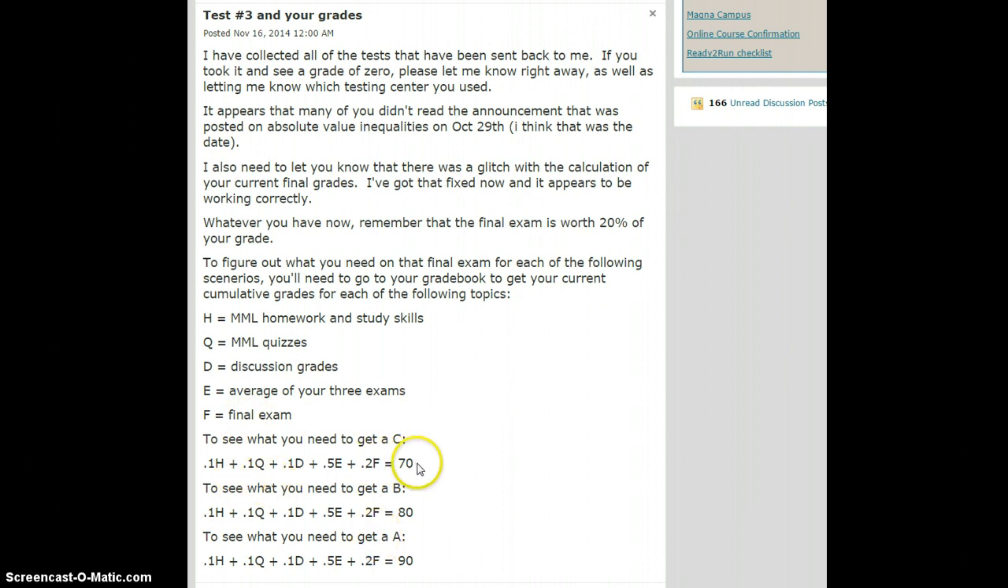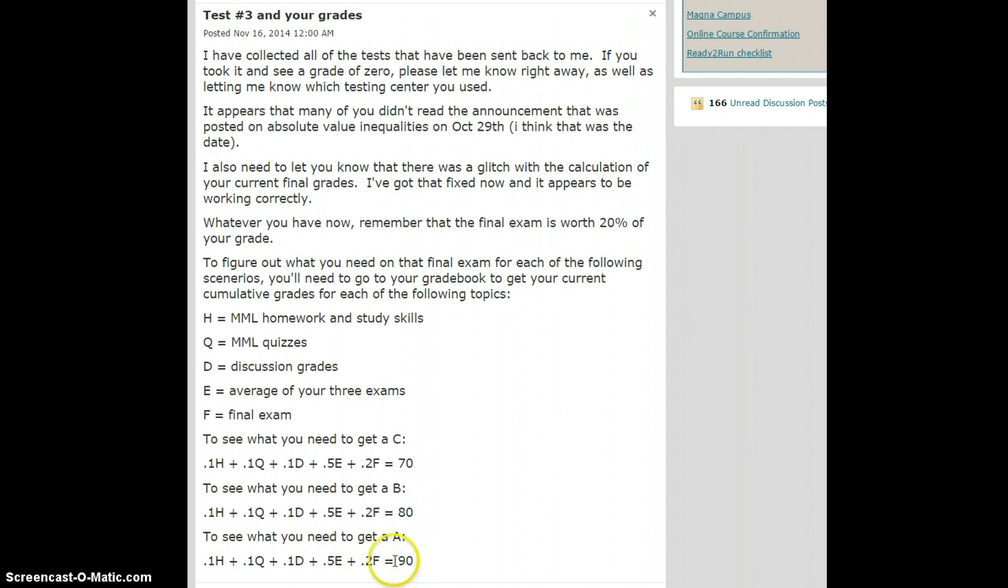You're going to be solving for F because you'll be able to get your H, Q, D, and E from your grade book. If you want to see what you need to get a C and pass the class, you'll use this equation and you'll be solving for F. If you want to get a B and see what you need to get, you can solve this one. And if you want to get an A, you'll use this third one.